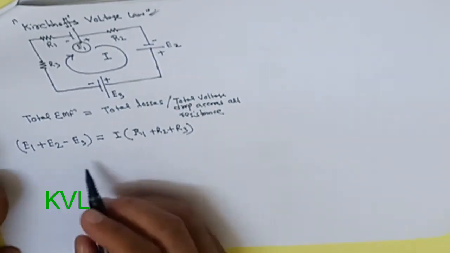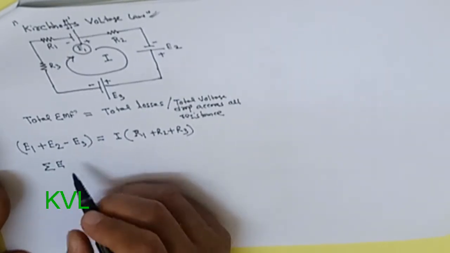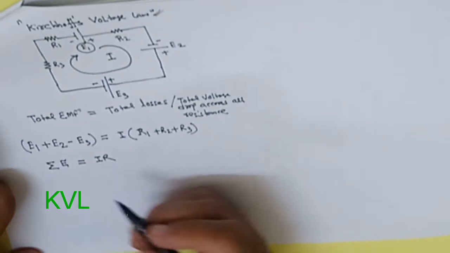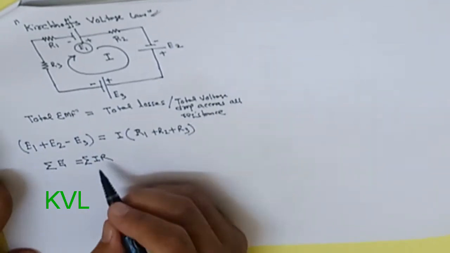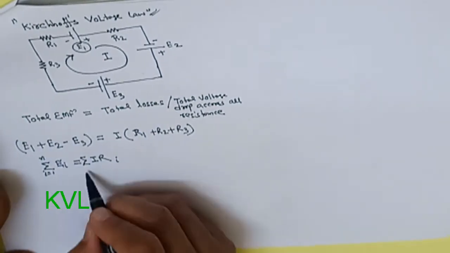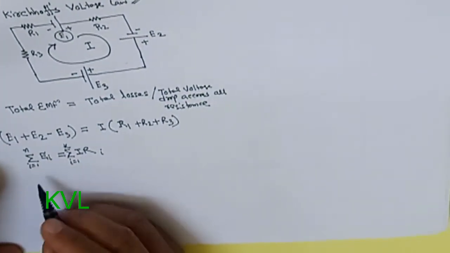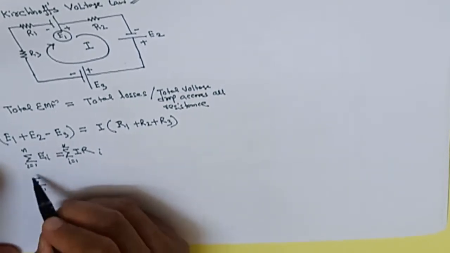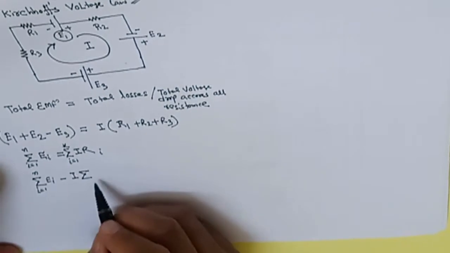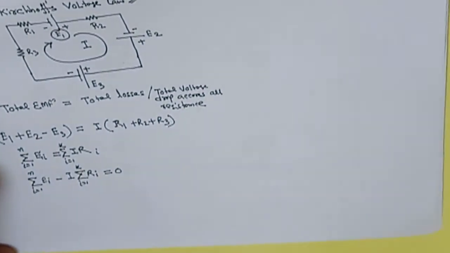So as per this law, we can say the summation of EMF in any loop circuit is equal to the total IR, that means the voltage drop across the resistance. So you can write the summation of, if we put here i, so i equal to 1 to n, and i equal to 1 to maybe k, that depends on the circuit. So now the equation comes like summation i equal to 1 to n of Ei minus summation i equal to 1 to k of I Ri is equal to 0. So that is called Kirchhoff's voltage law.